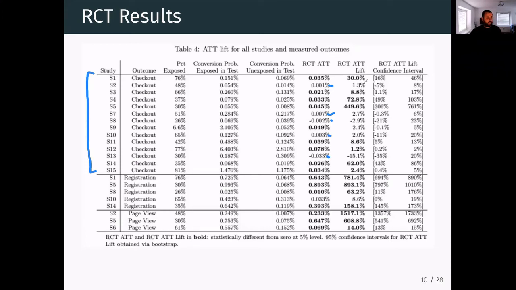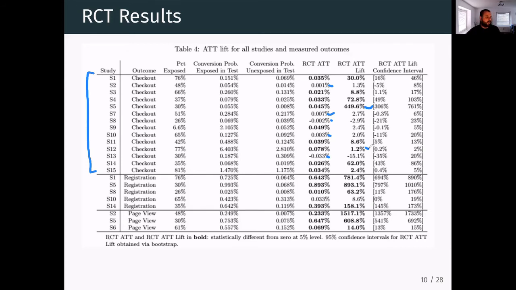And the effects, they vary quite a lot, right? It goes from almost 450% effect of the ad here, down to like 1% and statistically significant. So in terms of checkout, in terms of conversion to buying something, we see that there's a lot of heterogeneity and it's not always statistically significant.